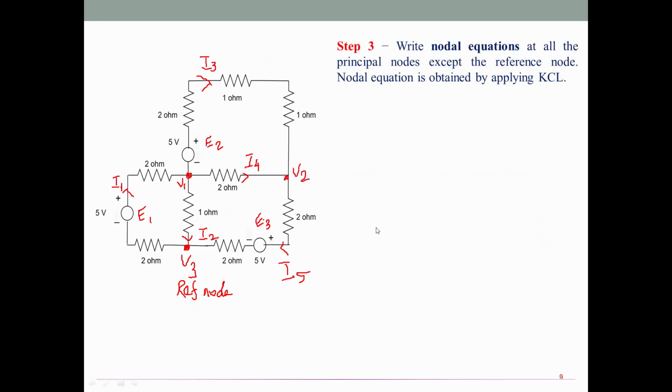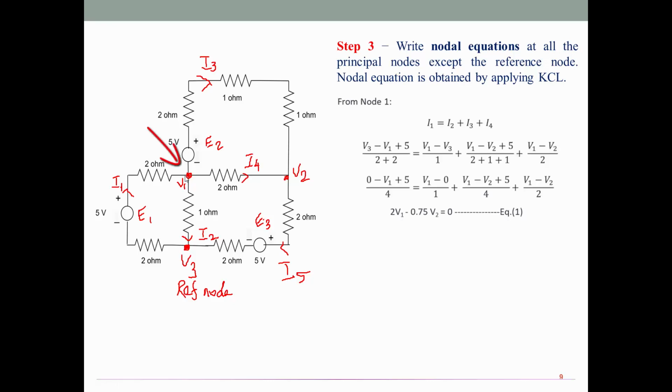Then step number 3, write the nodal equation at all principal nodes except the reference node. Apply KCL at node number 1. Have a look at node number 1. There are 4 branches linked with it, so it has 4 branch currents, namely I1 to I4. Among these, I1 alone is towards the node, I2, I3, I4 are away from the node. Hence, I1 equals I2 plus I3 plus I4.